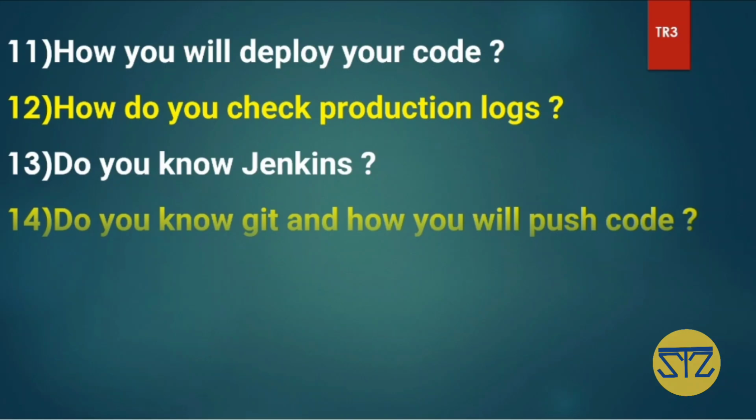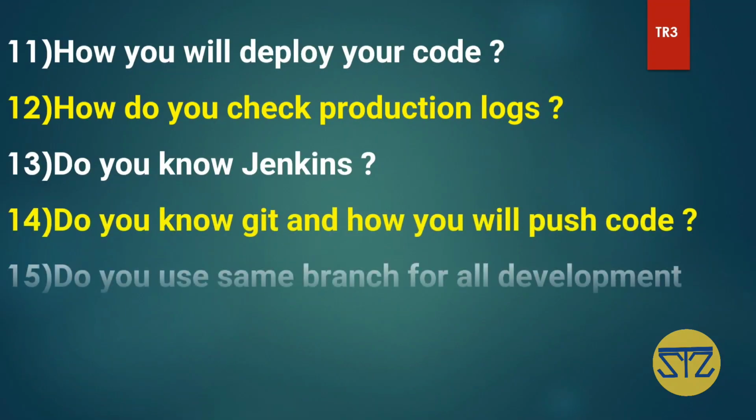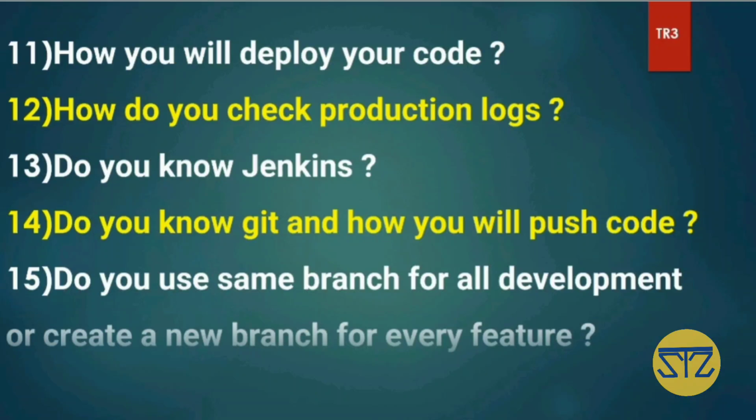Yes, I know about Git. So first we will create a feature branch. We will work on that feature branch. Then we'll pull the code from the main branch into the feature branch, add the modified files, commit the code and push it to my feature branch. So the next question is do you use the same branch for all developments or create a new branch for every feature? So the answer is no. We will create a separate branch for each feature.